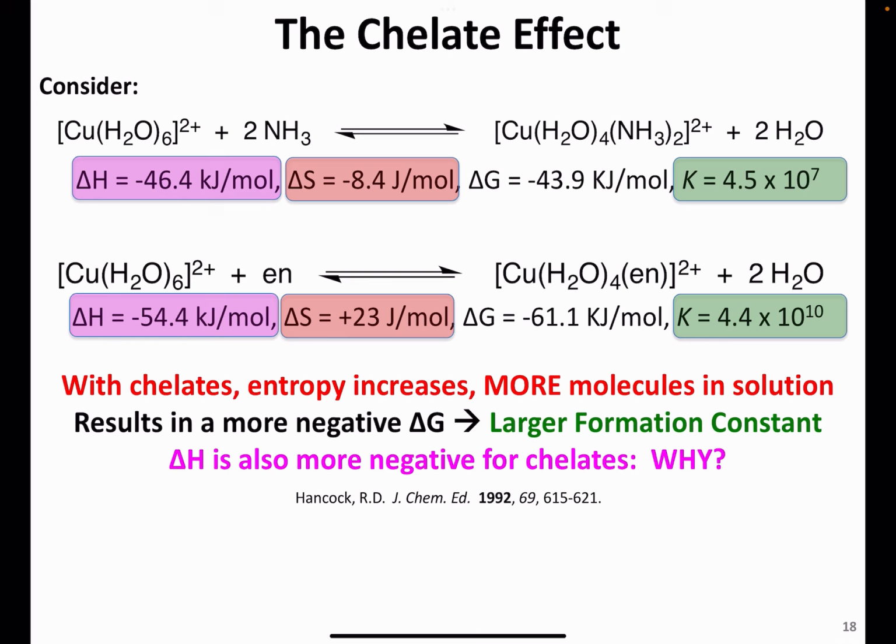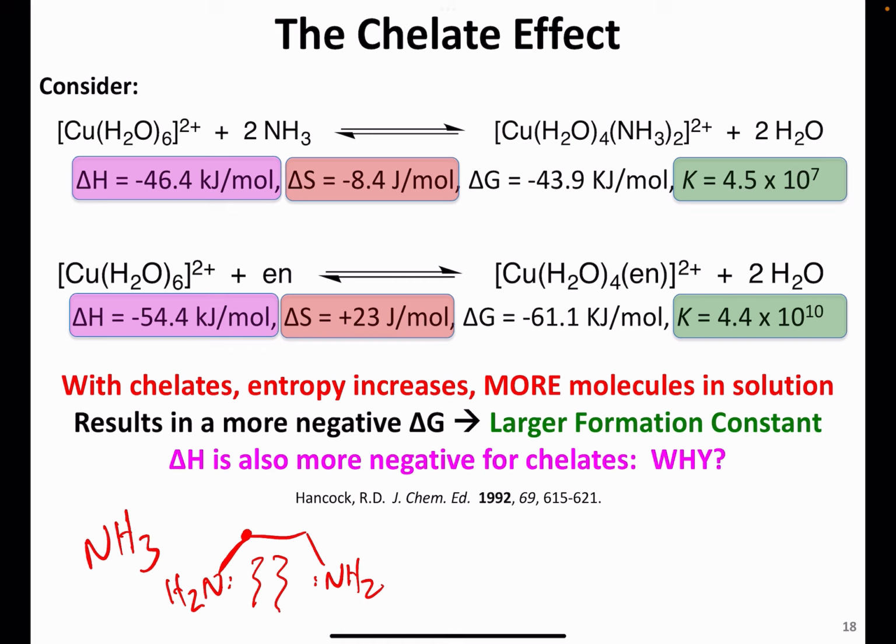Well, remember, if you're comparing ammonia to ethylene diamine, ethylene diamine is more basic than ammonia. This is a pseudo-methyl group. Remember, methyl groups donate electron density to the nitrogen, leading to a more basic nitrogen lone pair. Well, if it's a better base, it's going to bind more effectively to the cationic copper center. That's thermodynamically favorable.